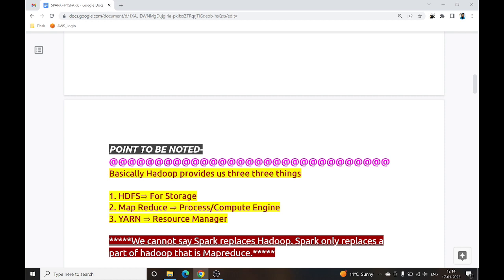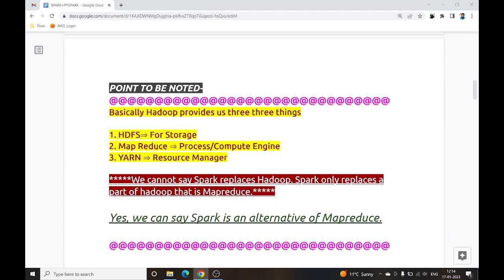Hadoop seems a little congested with all these very few options, but if we talk about Spark, we have many options: many storage options, many processing options, many resource manager options. So this is something which is very important.